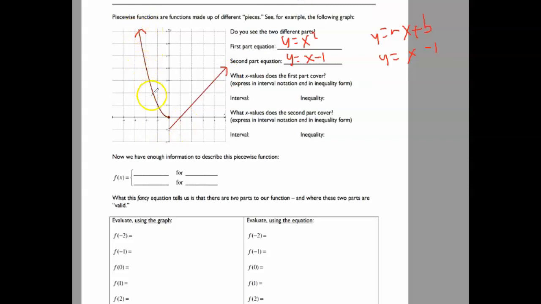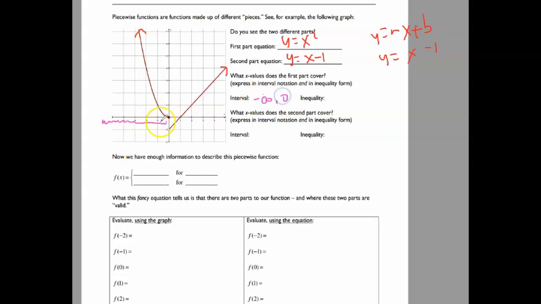All right, so the first part over here, what x values does it cover? I'm going to highlight it. It starts over here at negative infinity and it stops right here. So do you agree that the x values for the first part are going to be negative infinity to 0? Yeah, okay. So negative infinity till 0.